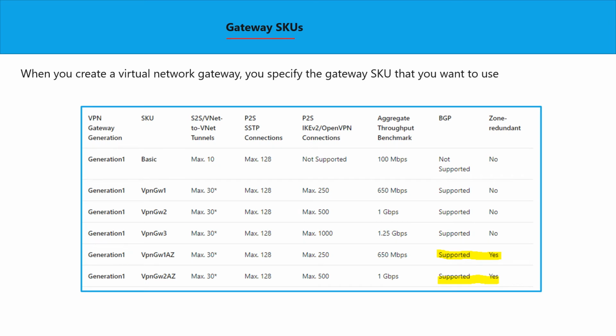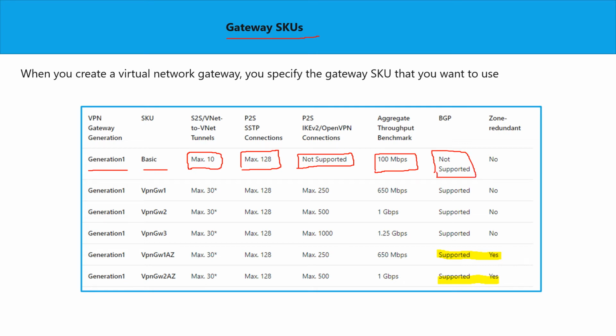While we deploy the gateway SKUs, these SKUs are going to be VMs. We need to consider these VMs very carefully based on our requirement. So for example, if I go for generation 1 basic SKU, then the maximum site to site tunnels I can configure is only 10. Point to site SSTP connections can be max 128. Point to site IKEv2 and OpenVPN connections are not supported. The aggregated throughput benchmark is going to be 100 Mbps. This 100 Mbps is going to be shared across all the tunnels.